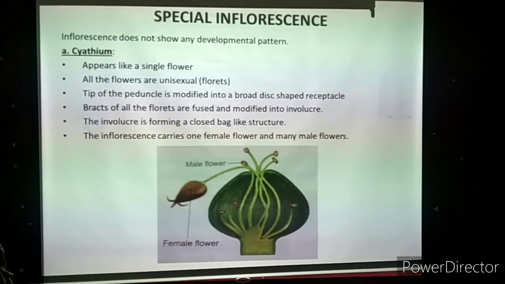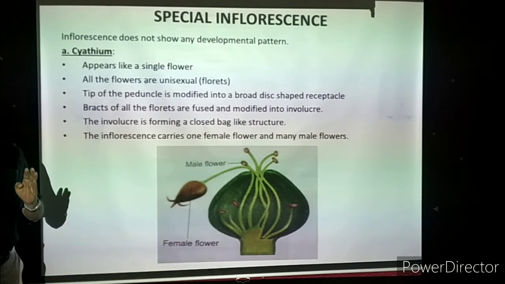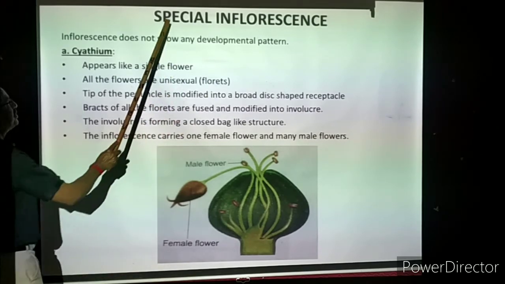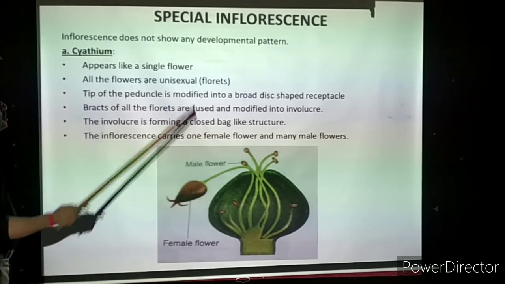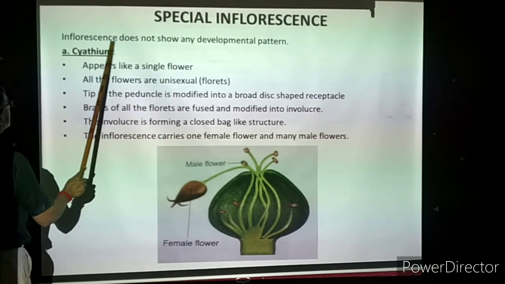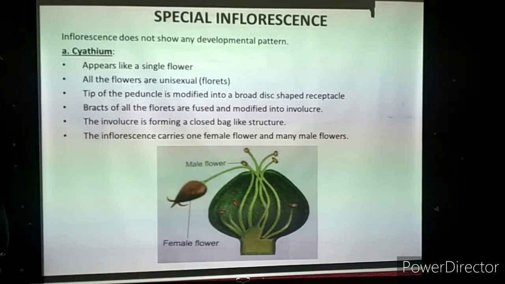Now we are coming to the fourth type of inflorescence, which is called a special inflorescence. These inflorescences will not have the characters of racemose or cymose or mixed characters. Something special, all are new characters. So we are calling them special inflorescence. The inflorescence does not show any developmental pattern. Now racemose has its own pattern of growth.